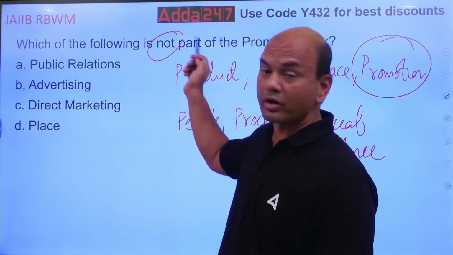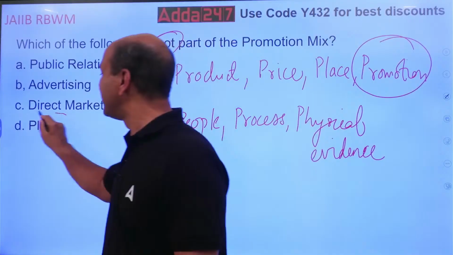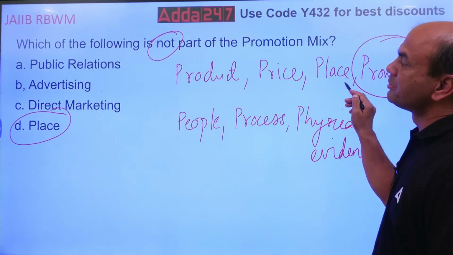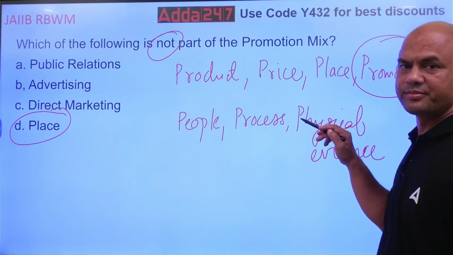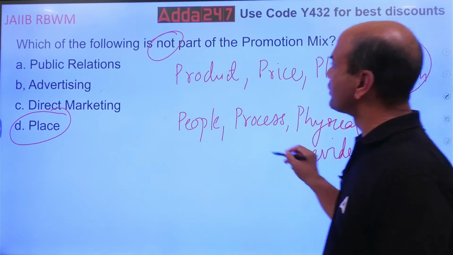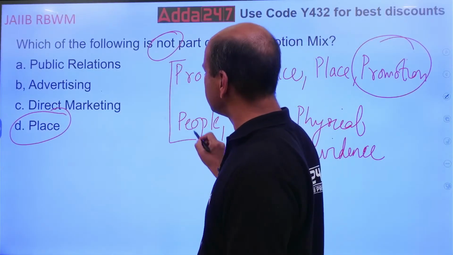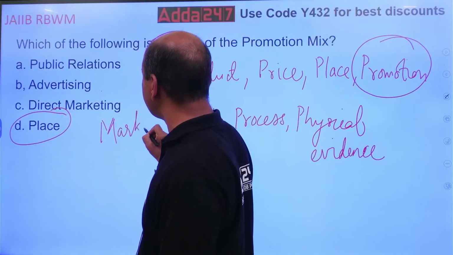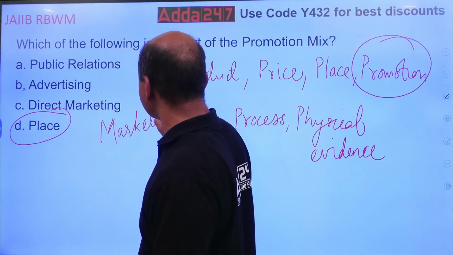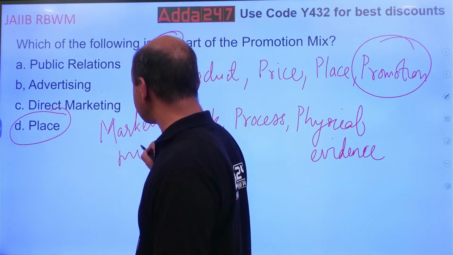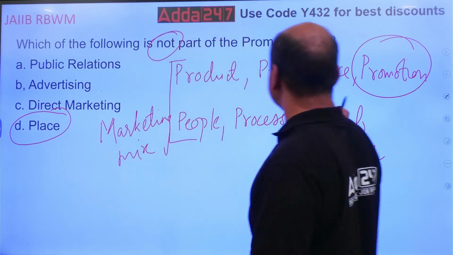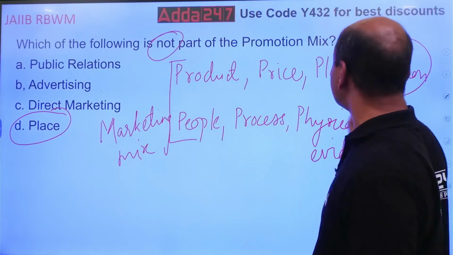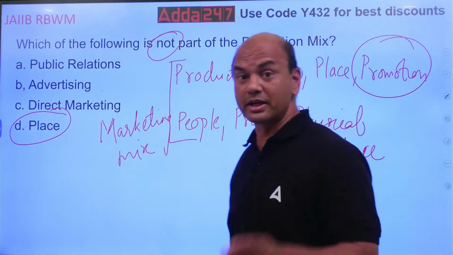So place is not a part of promotion mix. Place is separate. Place is a part of the 7 P's. This total together is known as marketing mix. These 7 P's are known as marketing mix. So place is a part of marketing mix, but it is not a part of promotion mix. Promotion is also a part of marketing mix. So place is not a part of promotion mix. That is the answer.